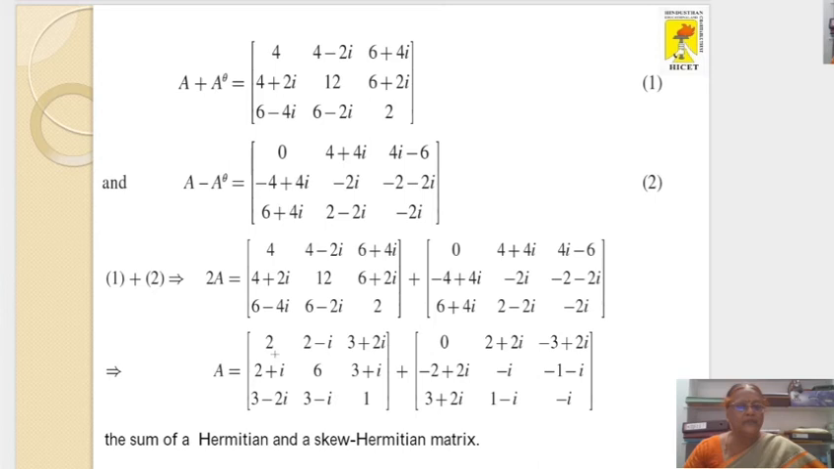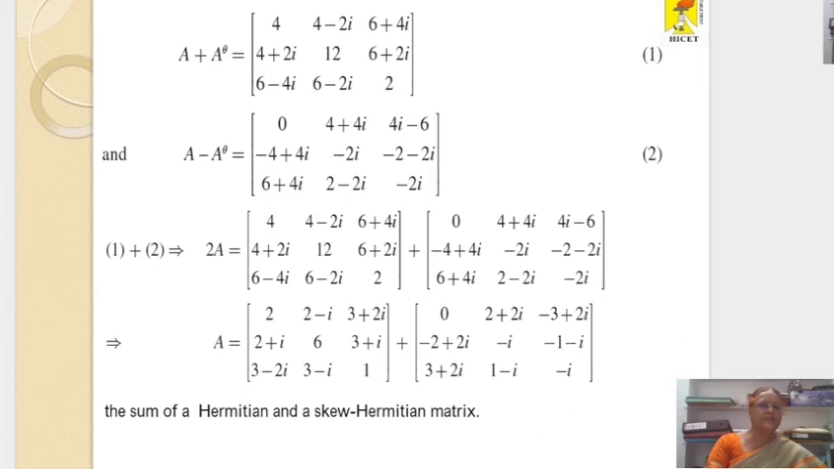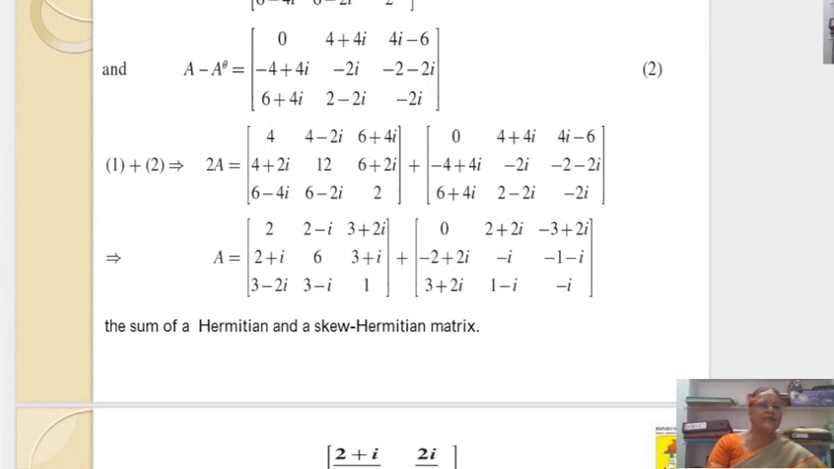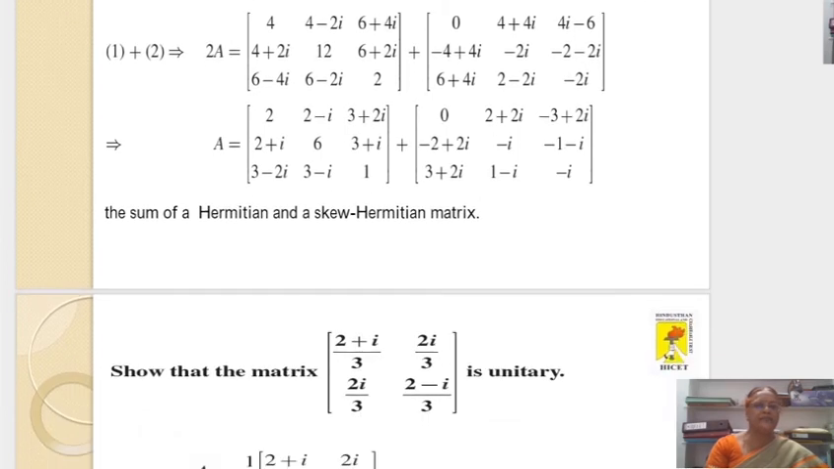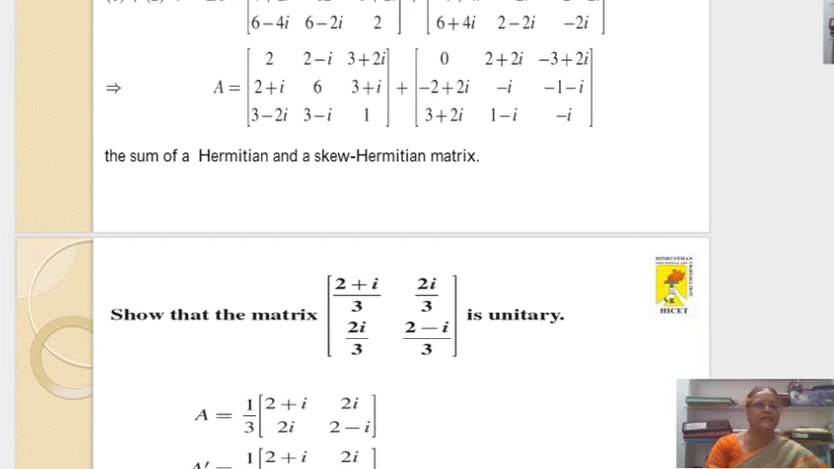You see here, the diagonal elements of the first matrix are real numbers, and the diagonal elements of the second matrix are either 0 or complex numbers. Is it not? So A can be written as the sum of Hermitian and skew Hermitian matrices. Next problem.